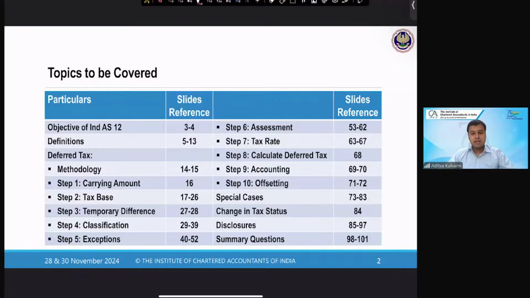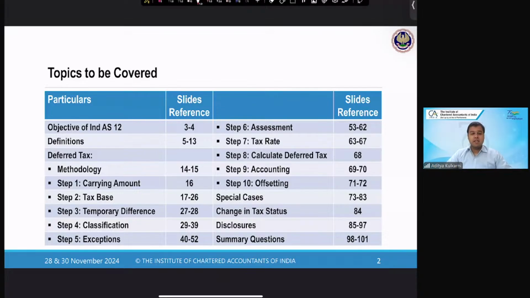Okay, so today we have another standard to cover as part of our revision, that is Ind AS 12, that deals with income taxes. Basically, this is what we commonly know as deferred tax. Now when we talk about taxes or income taxes, why is this a very critical standard and why did we have to introduce this?